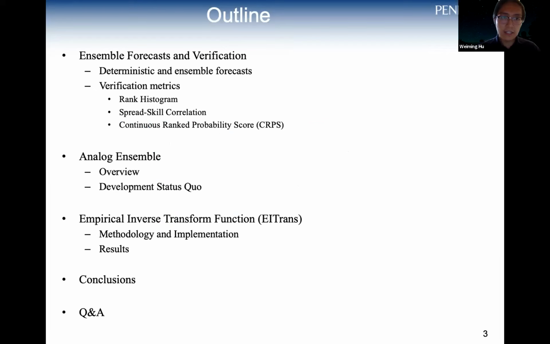So my talk today, I'm going to cover several topics. Here is a quick outline of my talk. So first, I'm going to talk a little bit about ensemble forecast and verification, because that is going to be the core of the following topics. Then I'm going to introduce the analog ensemble technique, which is important throughout the whole talk. And finally, I'm going to introduce the empirical inverse transform function and discuss how I do the ensemble calibration. Finally, I'll talk about the conclusions, and I welcome any questions.